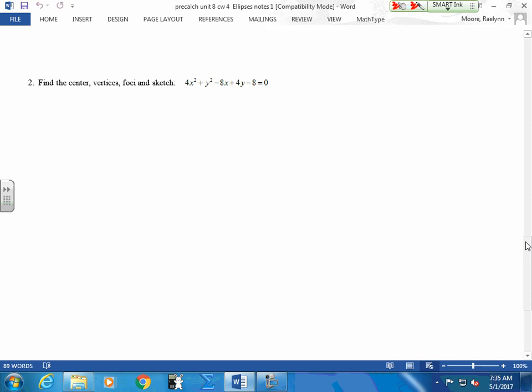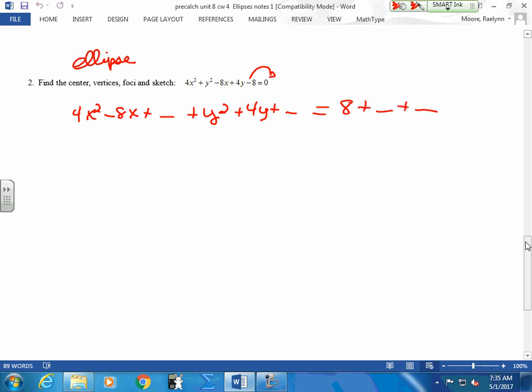So we identified this as an ellipse. So we're going to get our x's together. And we're going to put our y's together. So we can complete the square. Our constant, take the opposite, move it to the other side. Right, again, we're going to have to factor this out. So we need a leading coefficient of 1.